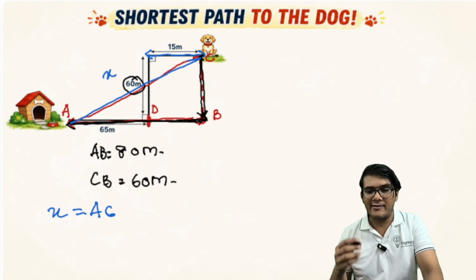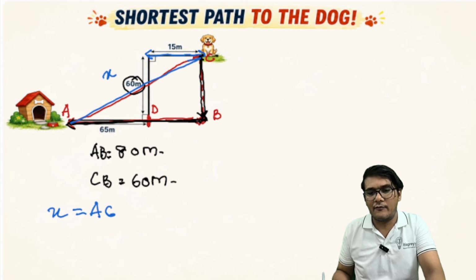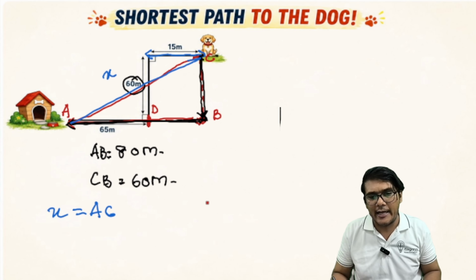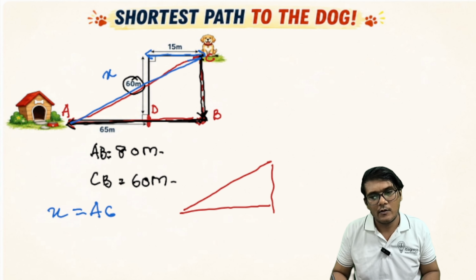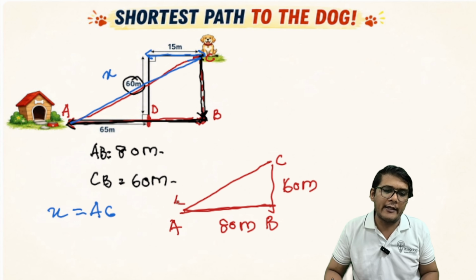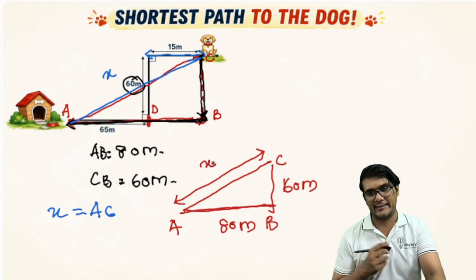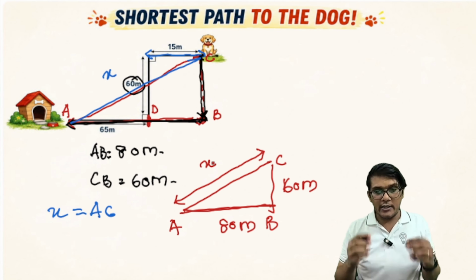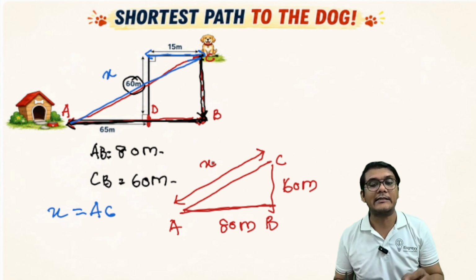So we can basically clearly identify that we have now created a triangle something like this, in which we know that this distance AB is 80 meters, this distance BC is 60 meters, and we need to identify this distance AC, which we are calling x. Right. Now here comes the use of Pythagoras theorem.